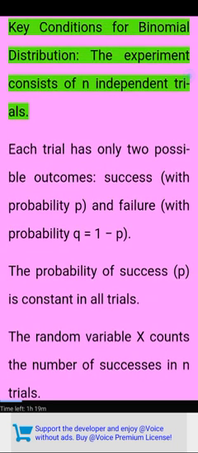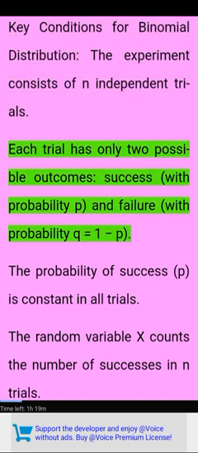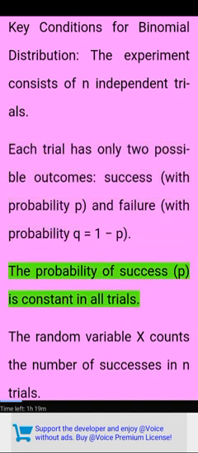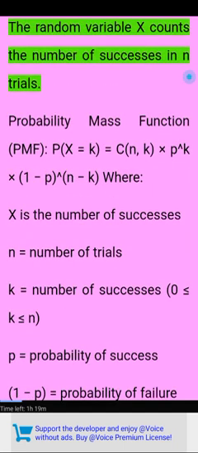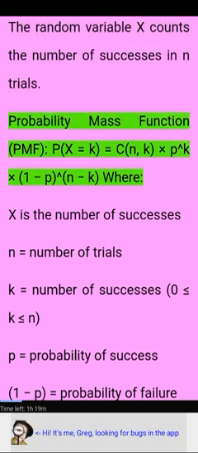Key conditions for binomial distribution. The experiment consists of n independent trials. Each trial has only two possible outcomes: success with probability P and failure with probability Q equals 1 minus P. The probability of success P is constant in all trials. The random variable X counts the number of successes in n trials.